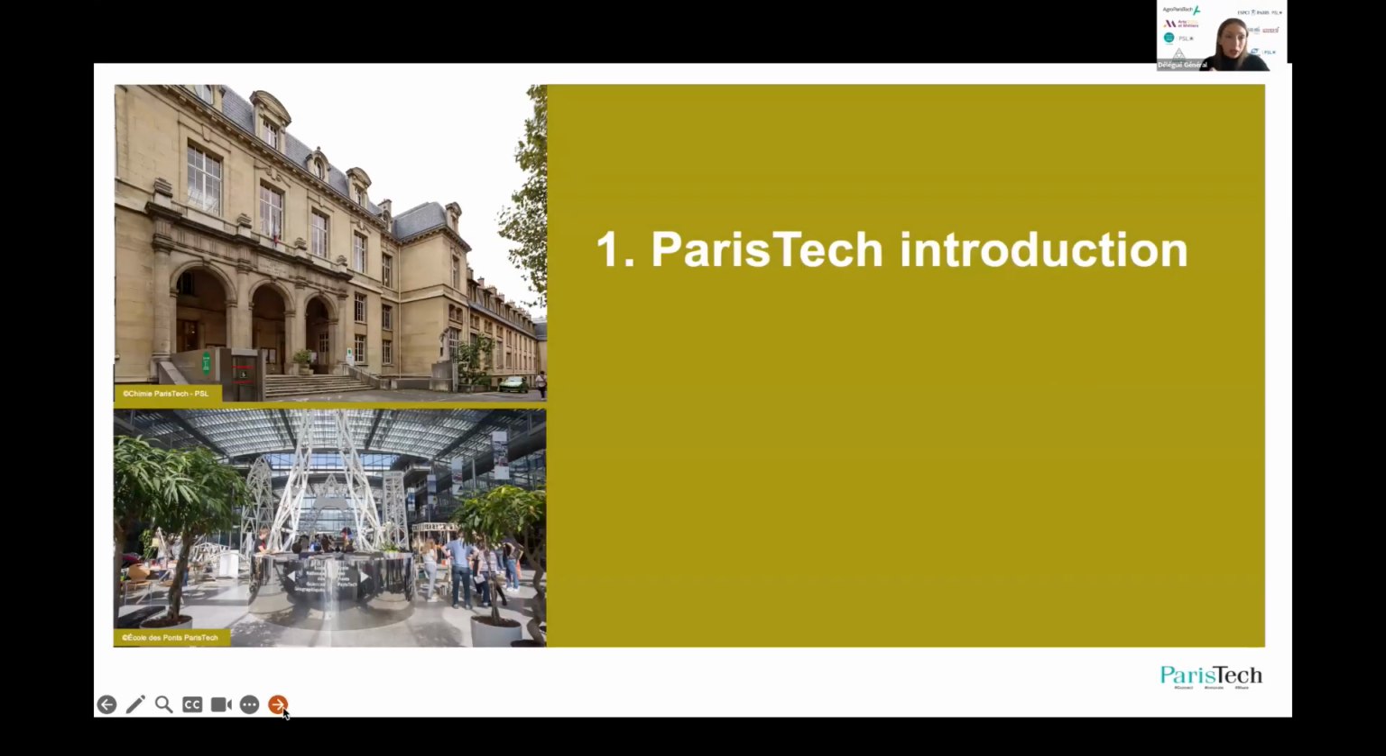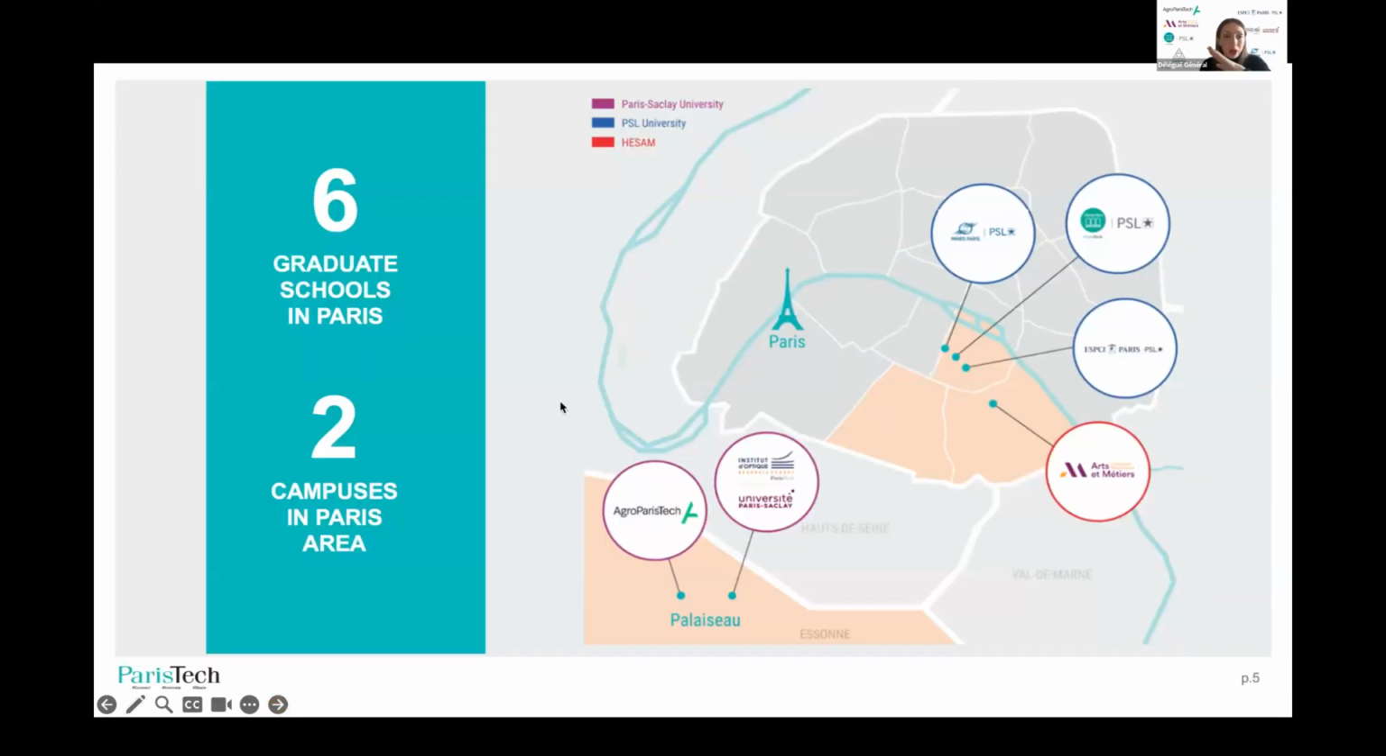So first of all, as I said, a brief ParisTech introduction. I'm sure you already heard about it, so I'm going to be brief about that. ParisTech is a network of schools. We are 6 graduate schools in Paris, and we have 2 big campuses in the Paris area. As you can see here, it's Palaiseau. It's near Paris, but not exactly in Paris.